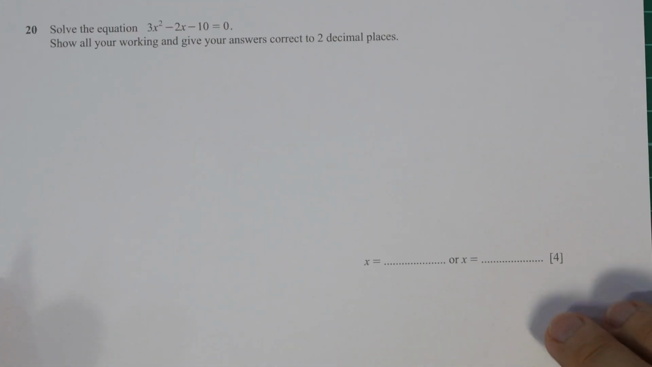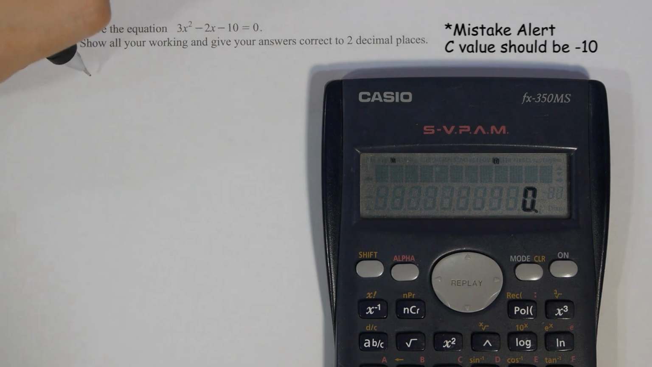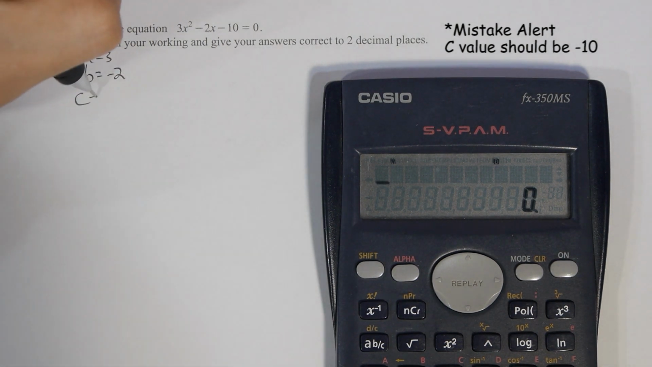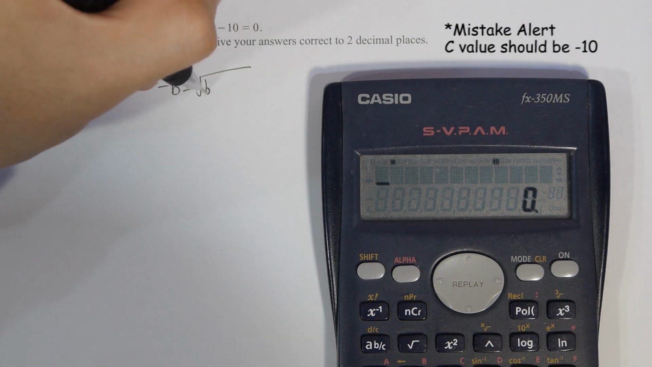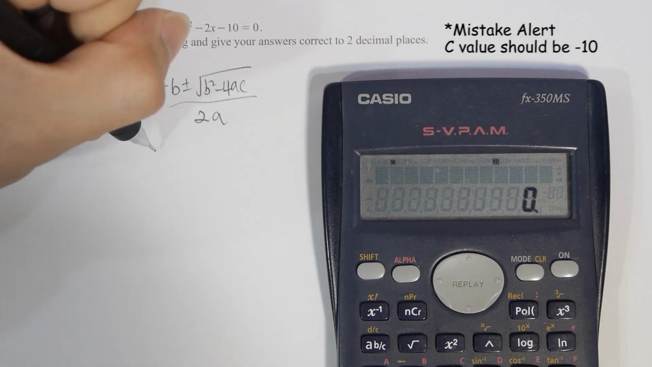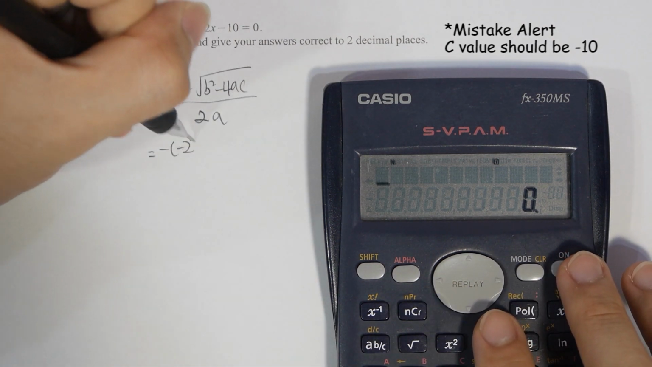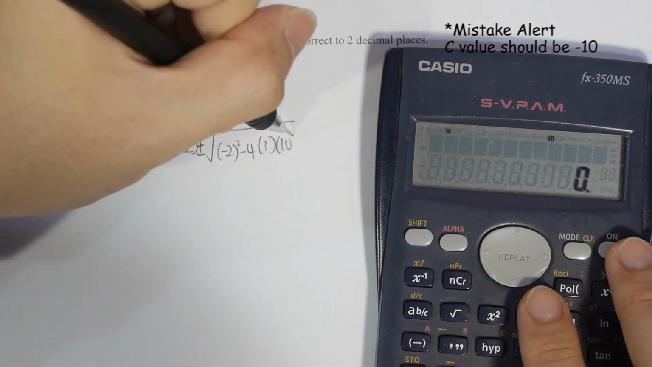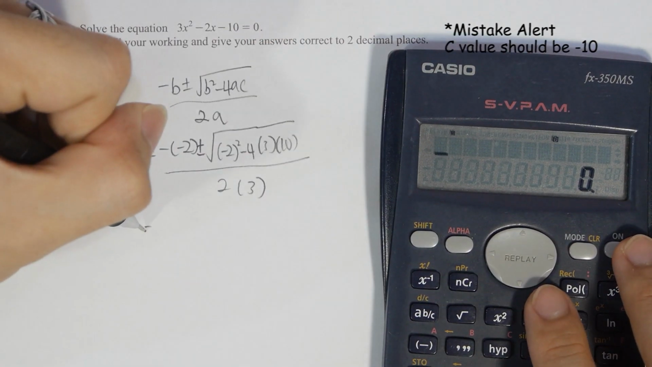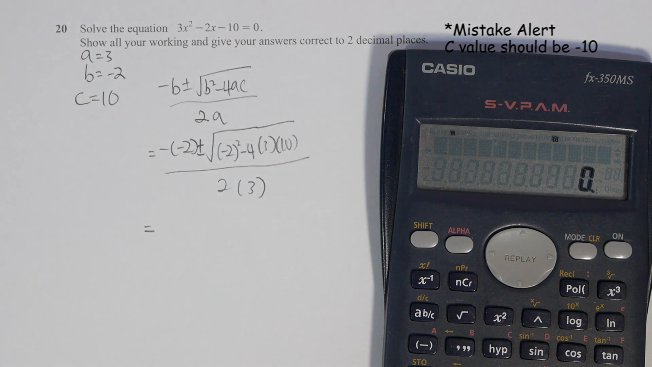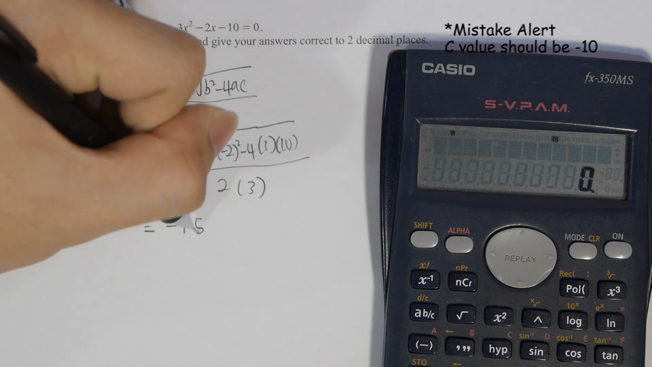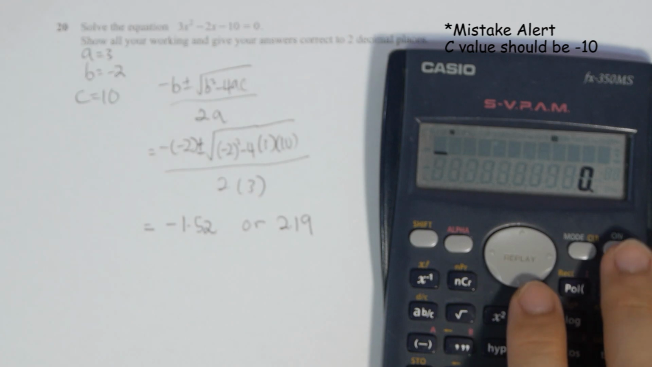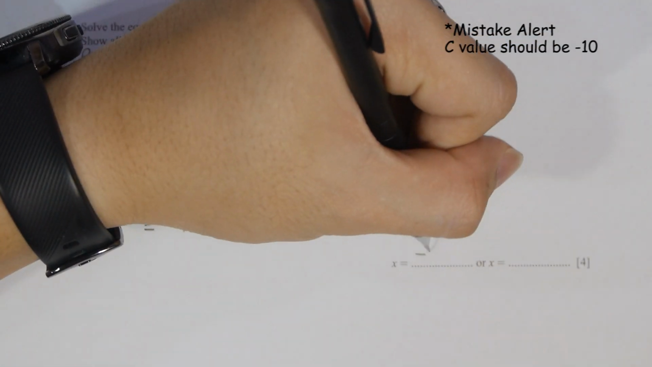For question 20, this is using the quadratic formula, negative b plus or minus the square root of b squared minus 4ac, over 2a. So a's value is 3, b is negative 2, c is negative 10. Key it into the calculator with the formula there. You should get your answer as negative 1.52 or 2.19.